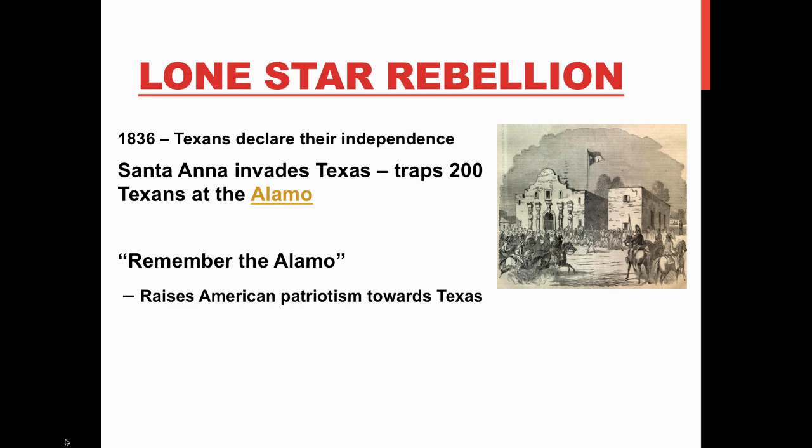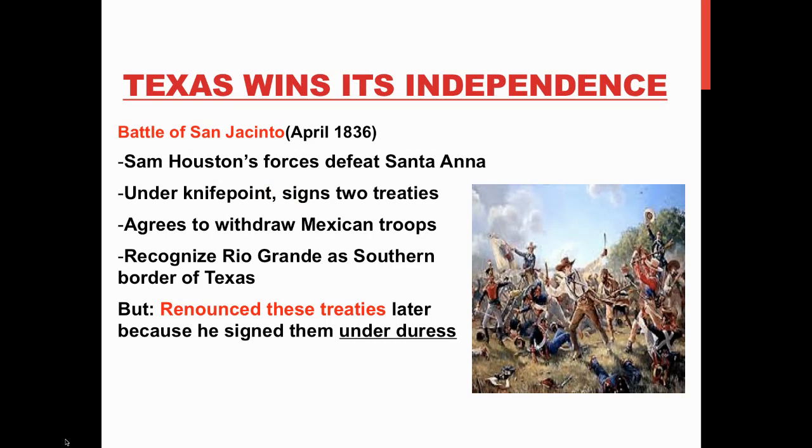This becomes a rallying cry for Americans, especially Americans in the South, to go in and avenge these American lives lost. Remember the Alamo is yelled throughout the South, and hundreds and then thousands of Americans volunteer to go to Texas to avenge the Alamo. And that sets up the famous Battle of San Jacinto.